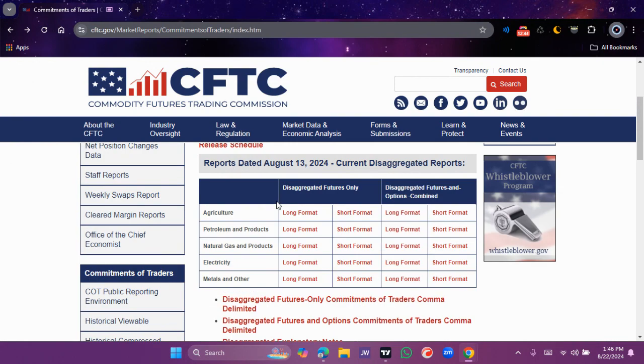As you can see, we have everything here: natural gas, metals, and others. Just know that you're using the short formats. You will find everything here. You'll find your golds, your palladiums, whatever you want. You'll see every position which they have. In agriculture, you'll find your cocoas, your soybeans, everything.